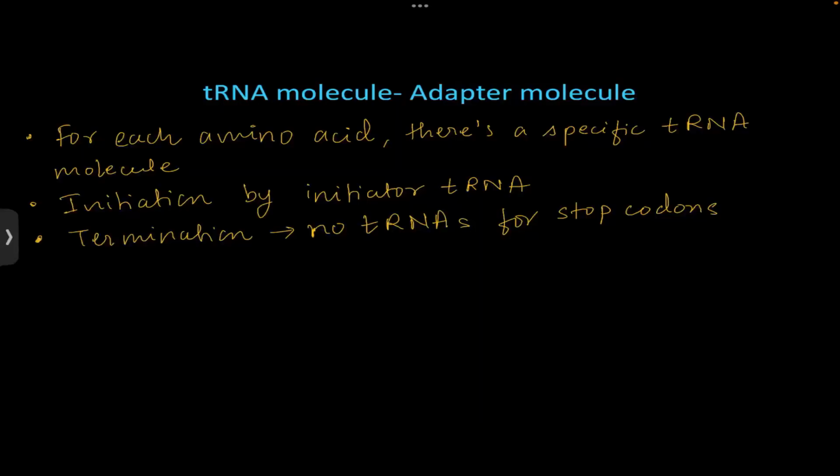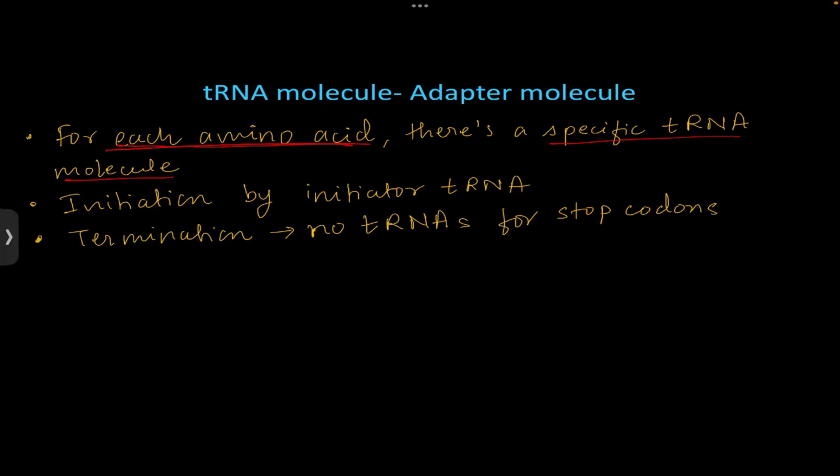Now, for each amino acid, there will be a specific tRNA molecule. There will be a tRNA molecule for serine, there will be a tRNA molecule for tyrosine, and each of these is unique. A serine tRNA molecule cannot bring the amino acid tyrosine, okay? It can only bring the amino acid serine because it has the anticodon to bind to the codon for serine. Similarly, this is true for all the amino acids.